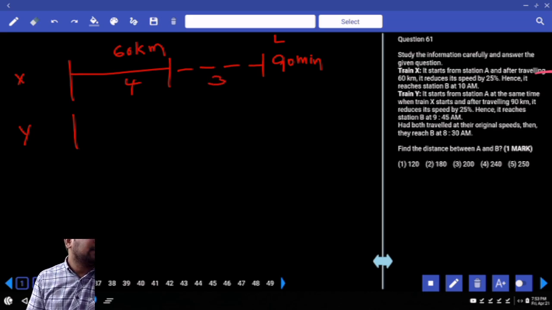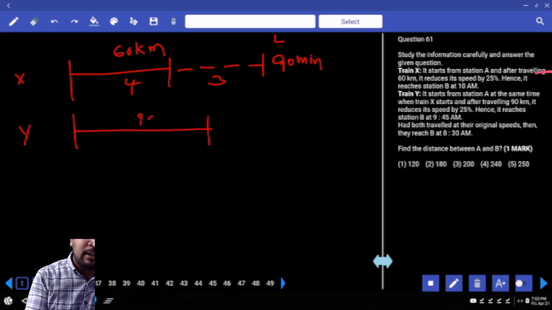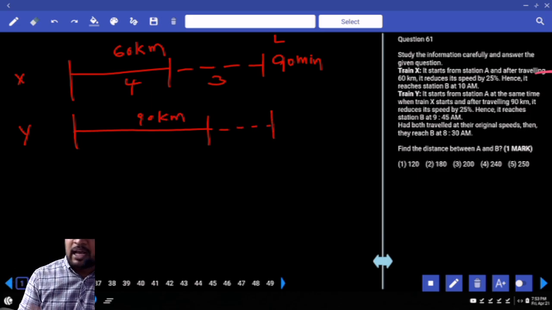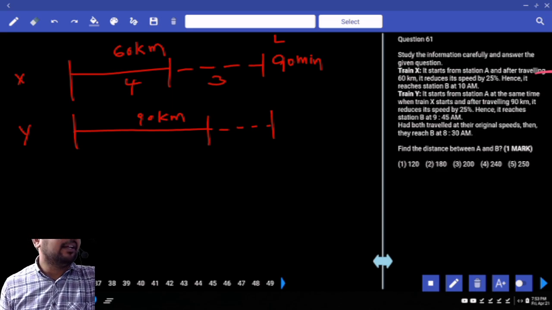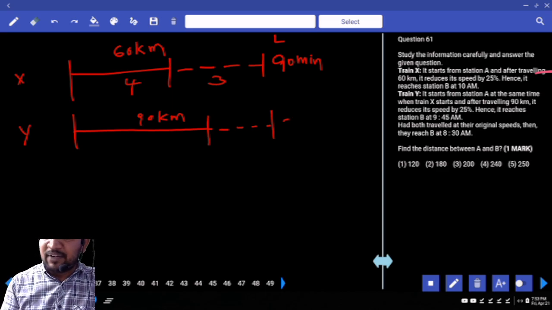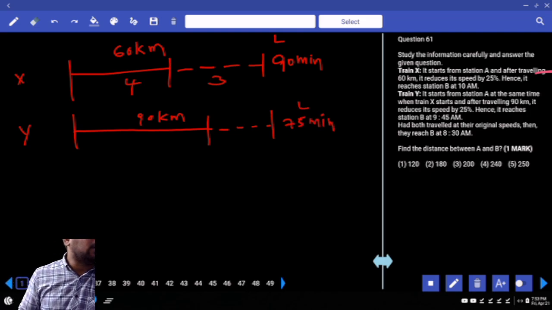Are you clear, Nana? Next, train Y, after traveling 90 kilometers, speed is reduced by 25% only and reached at 9:45, na? Correct time is 8:30. Then how many minutes late? 75 minutes late. Now observe carefully here, Nana. Here also original speed is 4, new speed is 3. First of all, we need to find out original speed. Here distance is constant.